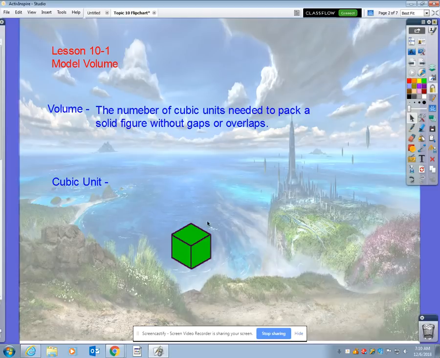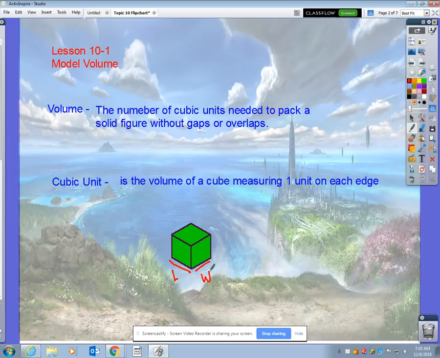So I have a box here of a cube, and this cube is the volume of one cube measuring one unit on each side. So what we essentially have here is this measurement right here, which will be our length. That will be one unit long. This measurement here, which will be our width, that will be one unit long. And then this measurement here, which will be our height, that'll be another unit long. So in this case, we're looking at one unit by one unit by one unit, which is considered one cubic unit.